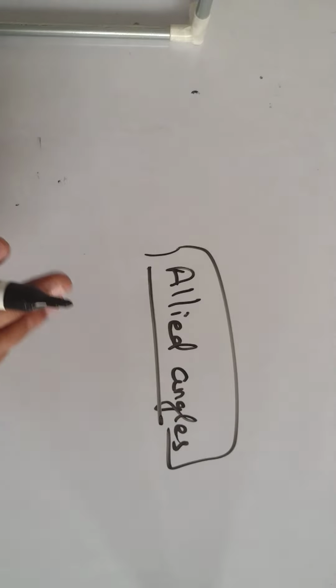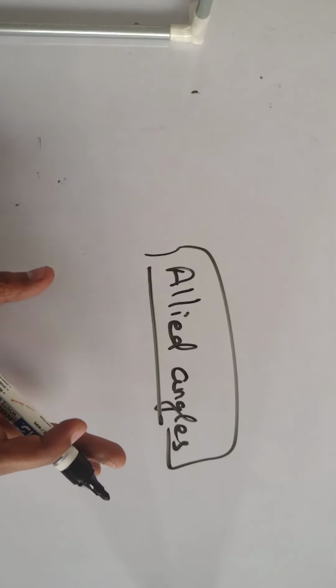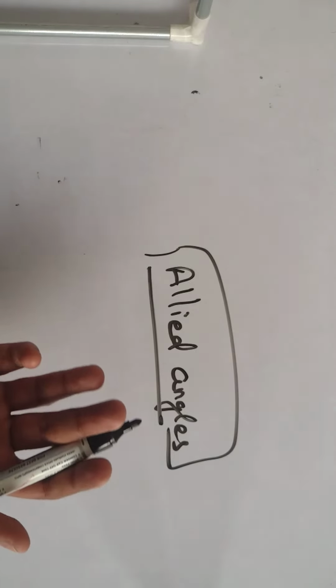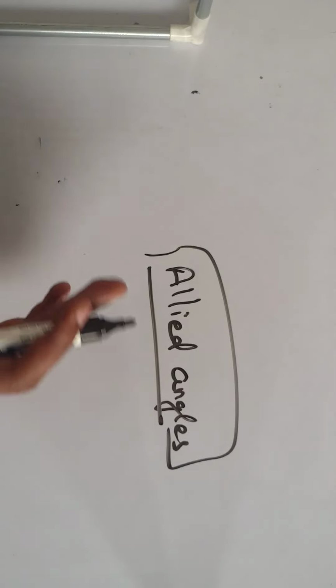Getting it? What do you mean by allied angles? I will just give a brief view of it. I can't explain it more because I am going to take a separate lecture on allied angles in part 3. If you want part 3, you can comment in the comment box.